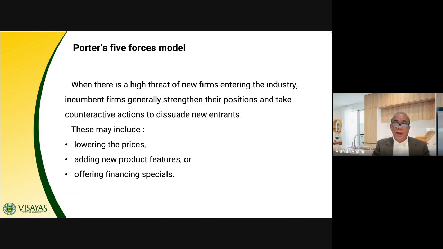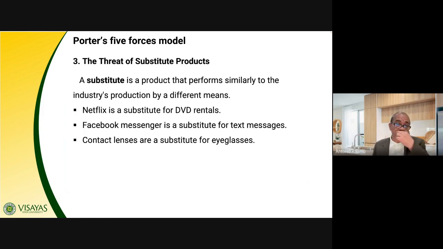Now, the five forces model includes lowering the price, adding new product features, or offering financing. If you don't do that, the other area of Porter's five forces model is the threat of substitutes. If there is an impending threat that customers will substitute with a more affordable and more accessible product, that makes rivalry very sticky also. You have to think twice before entering the market if the threat of substitution is very real.